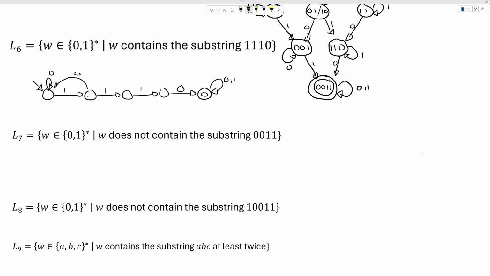1, 1, 0, no, that's not our string. That's only part of it and not what we're looking for, so that brings us back. The 0 is not the beginning of our string, so we're back. And then again, 1, 1, 1. If I get a 0, I'm good.